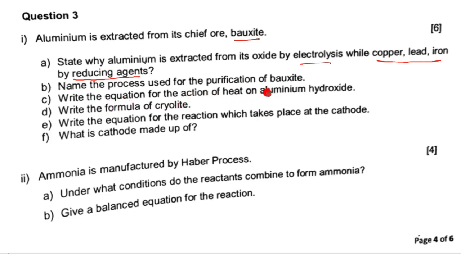Write the equation for the action of heat on aluminium hydroxide, the formula of cryolite. Write the equation for the reaction that takes place at the cathode, and what is the cathode made of, for your electrolysis process. Let's see the answers.